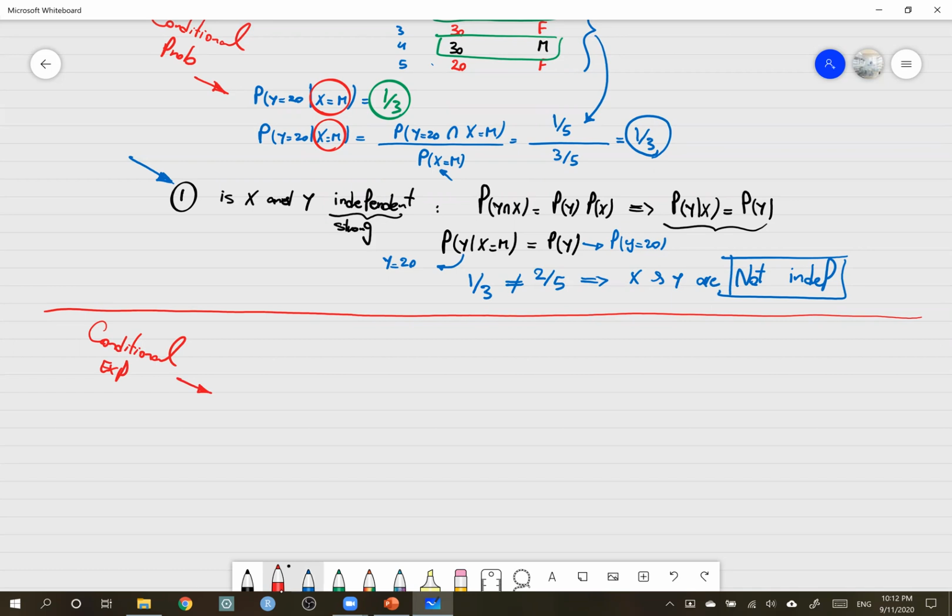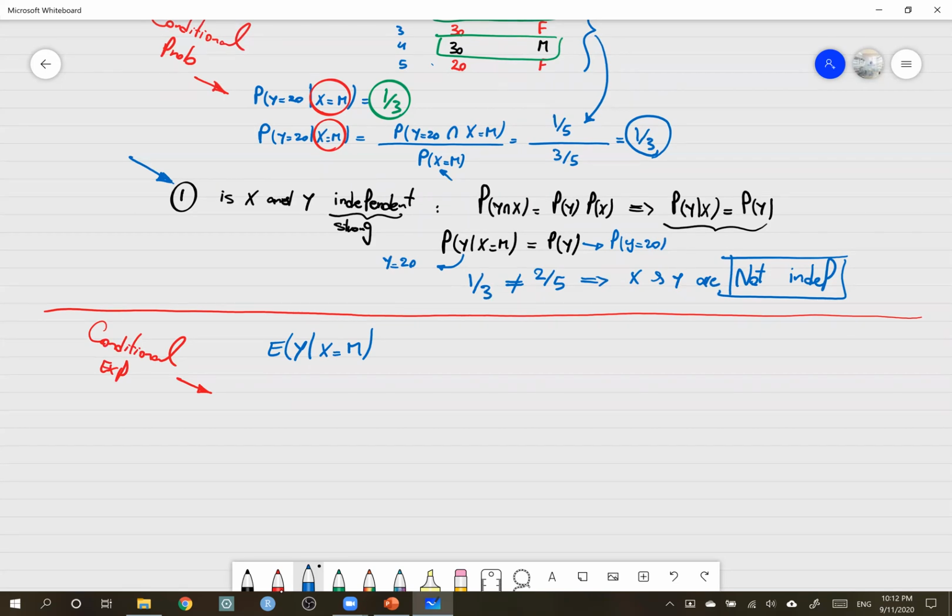Imagine I ask you a question like this. What is the expected value of wage given we're only looking at males? This is conditional expectation, right? You want to calculate the expected value of some random variable given another random variable is fixed. So for instance, x is equal to male here, right?